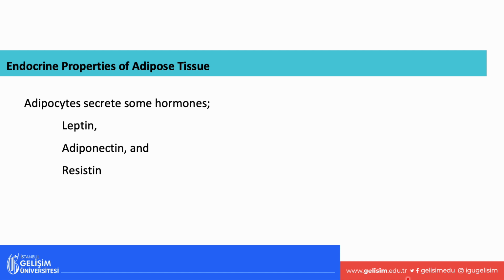So these hormones are thought to play a role in the communication between adipose tissue and other organs, including the brain, your liver, skeletal muscle, and they think that it may also contribute to the development of metabolic diseases such as obesity, type 2 diabetes, as well as cardiovascular diseases.